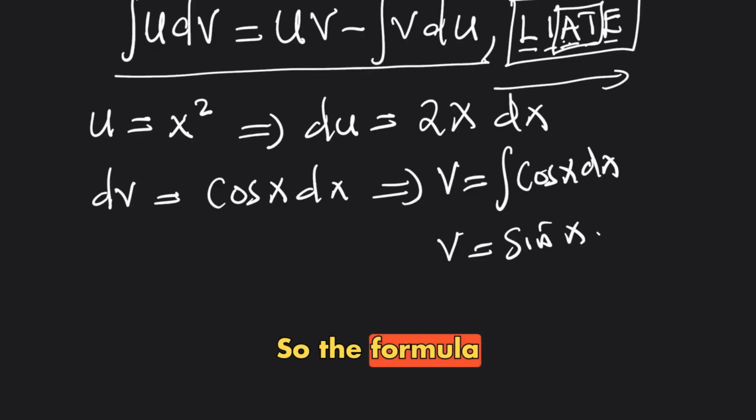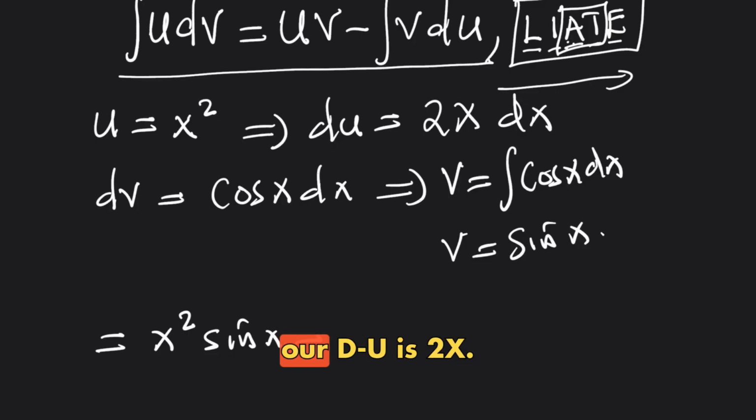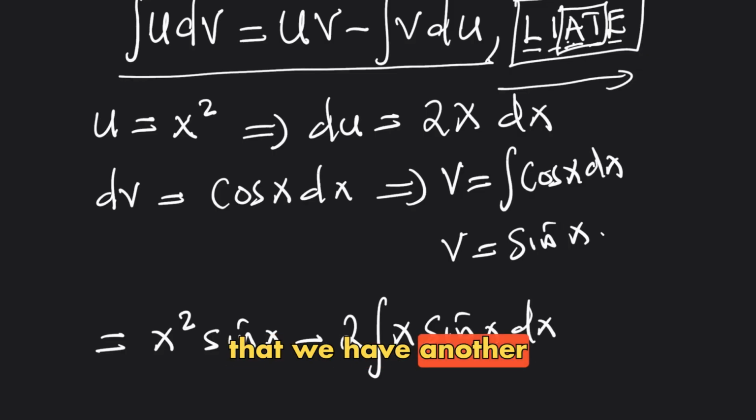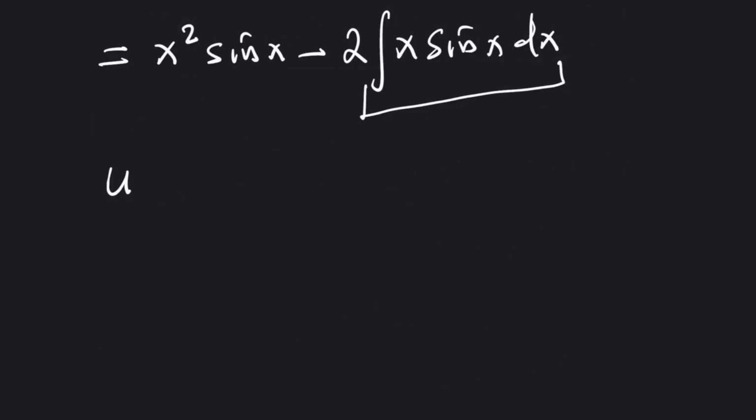So the formula gives us uv. Our u is x squared, v is sine x, and our du is 2x, so we can take the 2 outside and write the integral of x sine x dx. So you realize that we have another integral, which is the integral of x sine x, which we have to apply the integration by parts again.